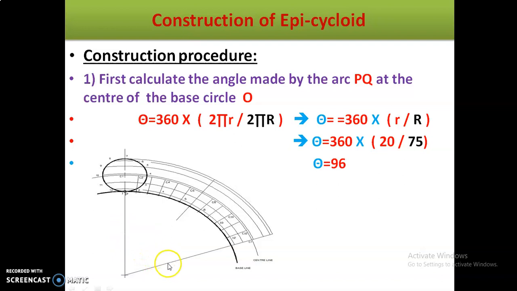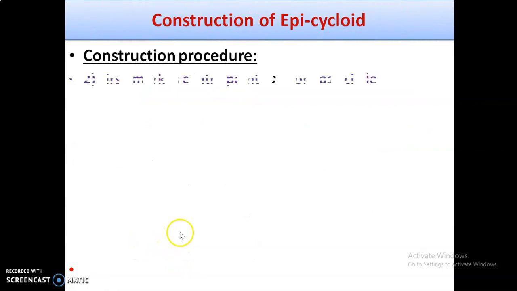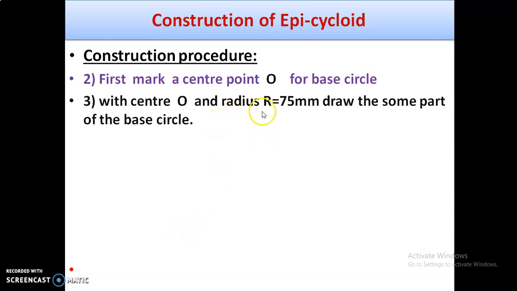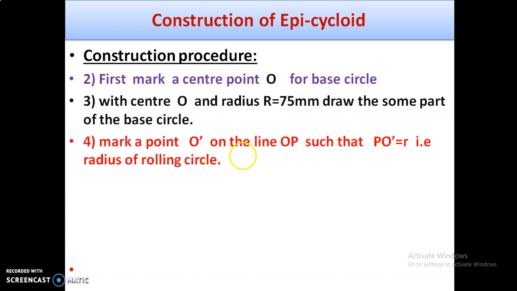The angle between these two inclined lines should be 96 degrees. Second point: mark the center point O for the base circle. With center O and radius equal to 75 mm, draw some part of the base circle. Next, mark the point O dash on the line OP such that PO dash is equal to small r, where small r is the radius of the rolling circle.